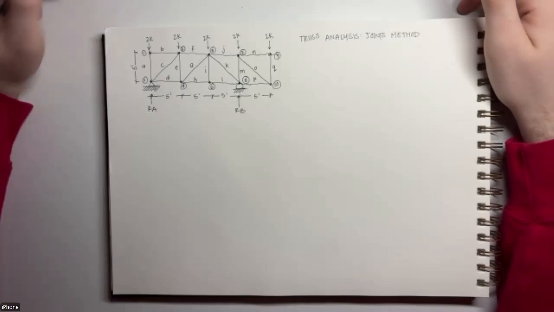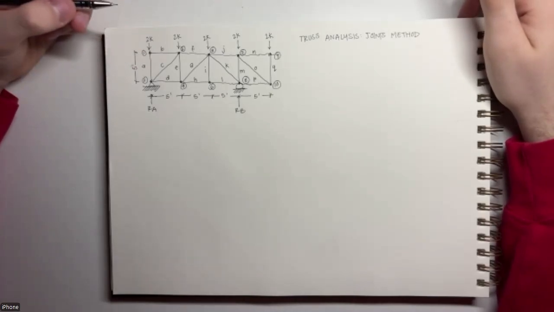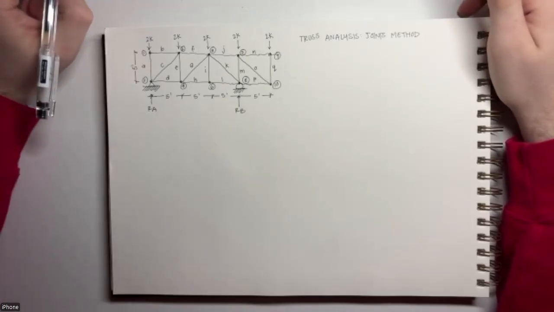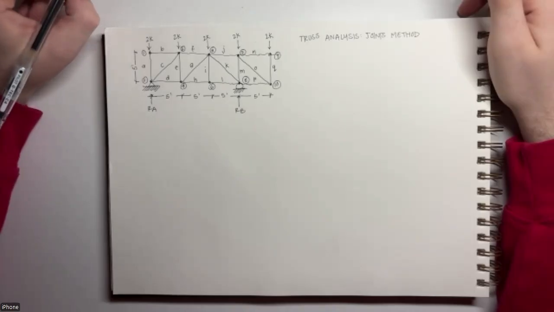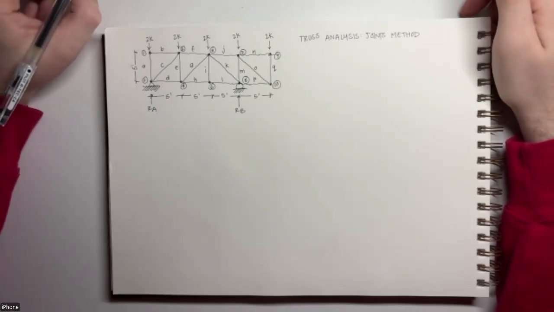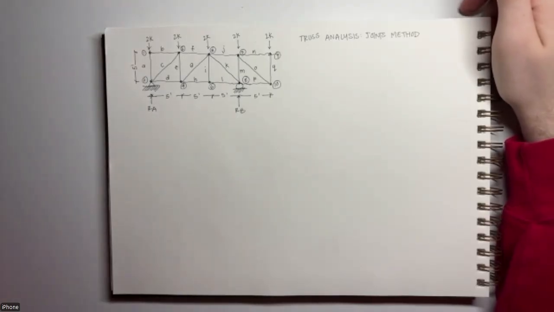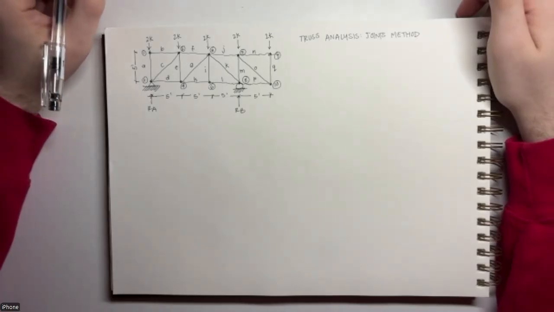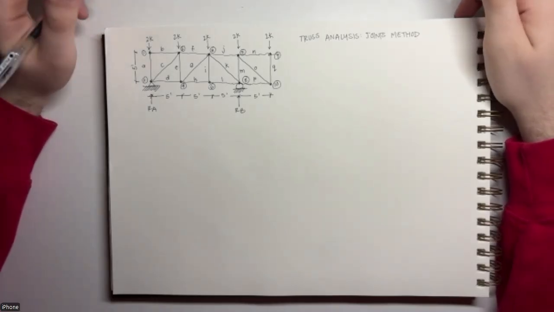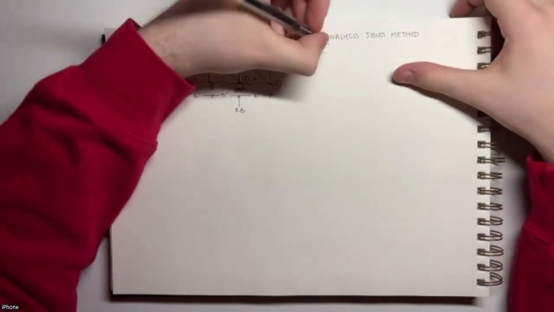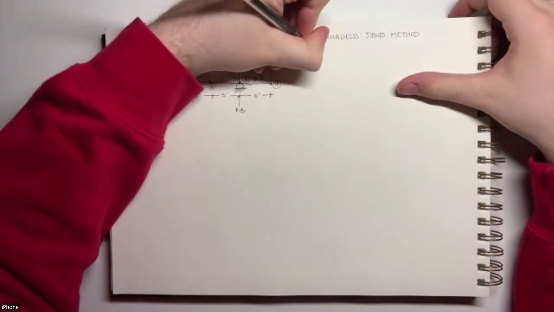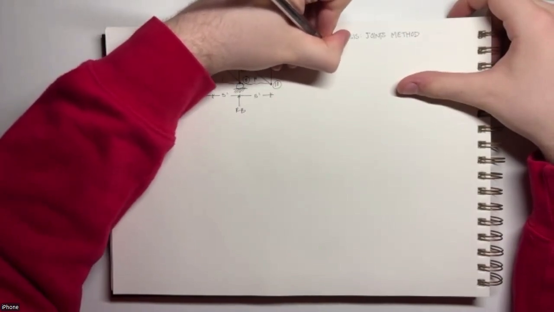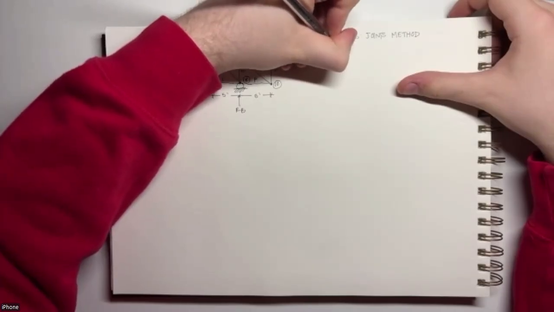Hello. In this video, I'm going to be working on this truss, which can be found on page 5 of the Vector Active Structures Problems file on ELMS. Okay, and I'm going to be using the joint method for this truss. So the first thing to do, number one, is calculate the reaction forces.